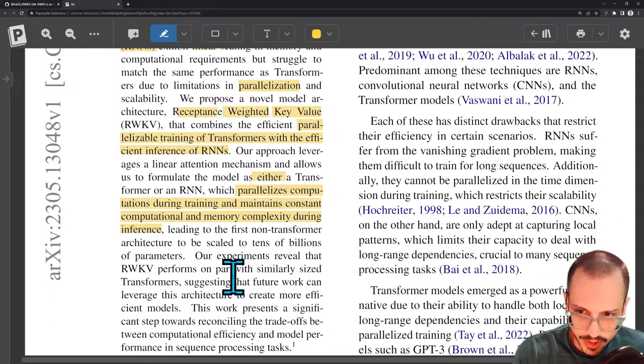Leading to the first non-transformer architecture to be scaled to tens of billions of parameters. Is that true? That's probably not true. I feel like there has to be some other random architecture that someone made at one point that has more than 10 billion parameters. Our experiments reveal that RWKV performs on par with similarly sized transformers, suggesting that future work can leverage this architecture to create more efficient models.